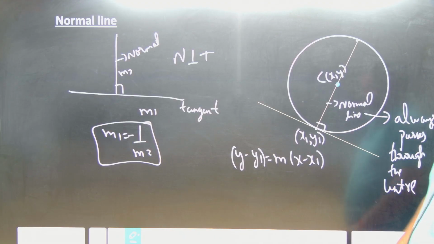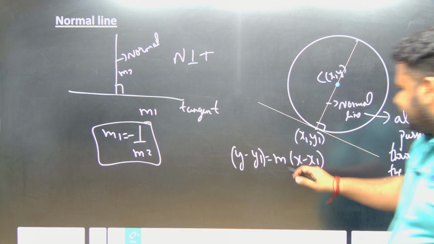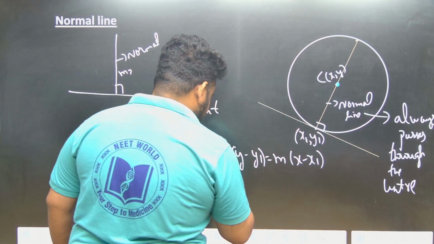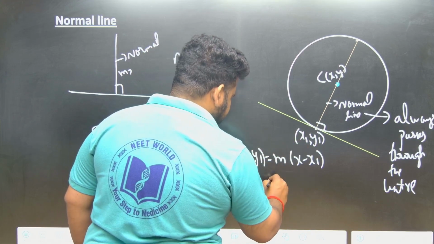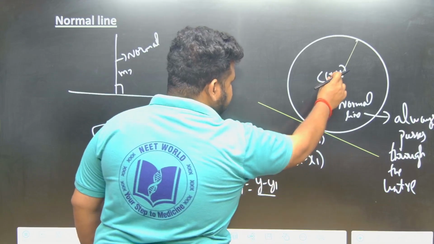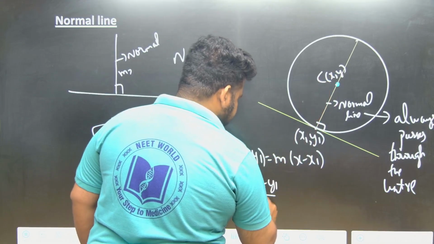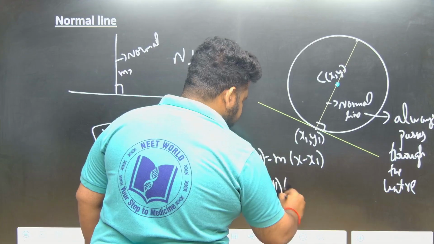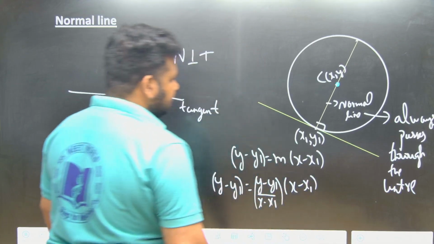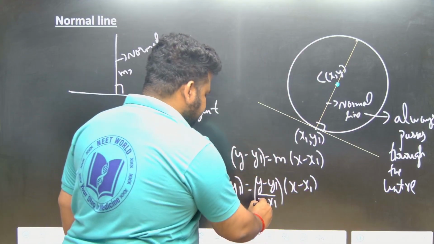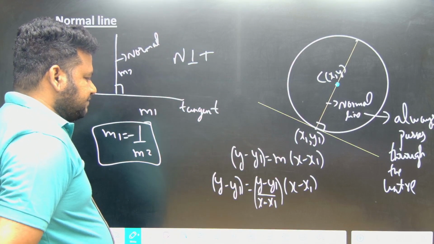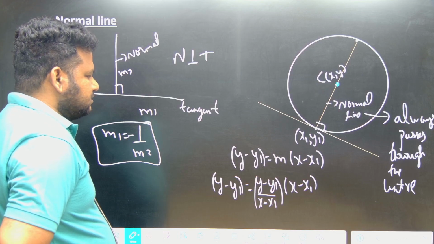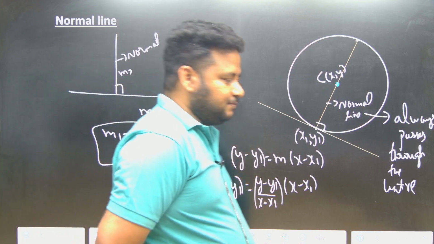Now see here, the normal line is there, and we have got the slope m. I can write m as (y minus y1) by (x minus x1), where y2 is y and x2 is x. So y minus y1 is equal to m into x minus x1. This is the equation of the normal that we will have.